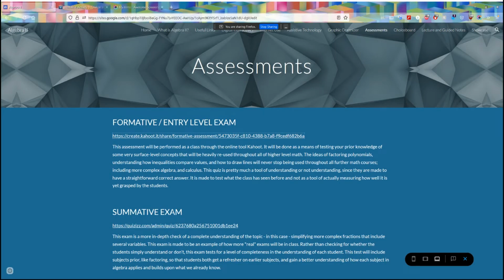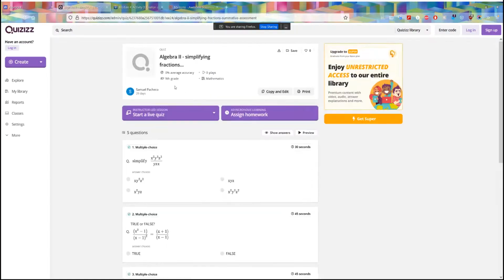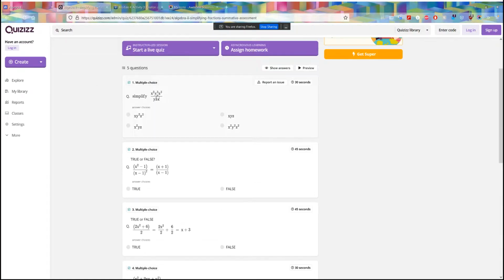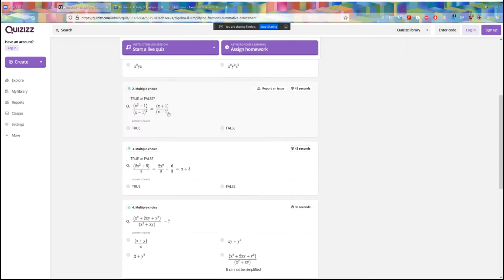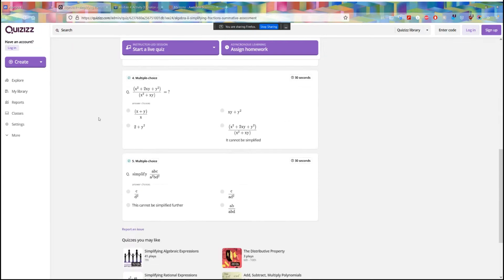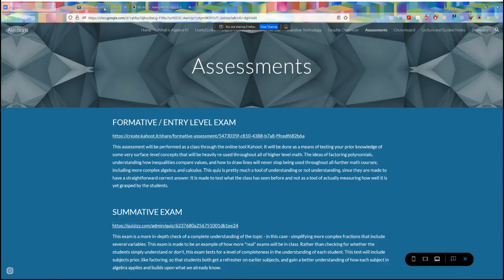and then we have a summative exam, where it's a more in-depth check of a complete understanding of the topic. In this case, simplifying complex fractions that include several variables. So we'll take a quick look at that as well. So we just have simplified this expression, true or false with these expressions, some true or false questions, and simplifying further.